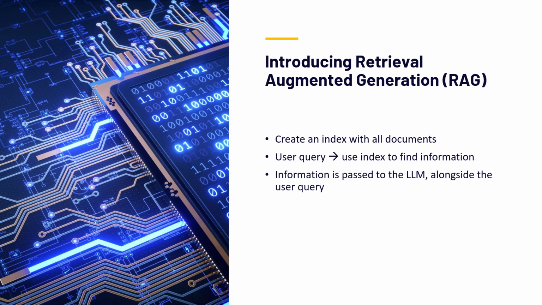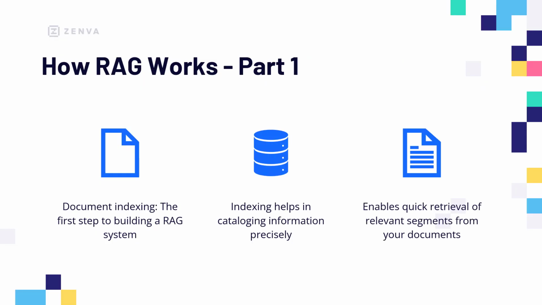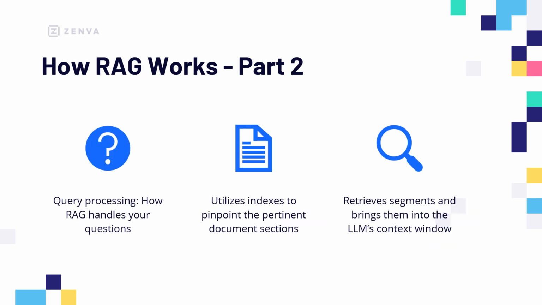It ends up working similar to what we showed previously, for example, "summarize the following text for me," things like that. But the text that is passed to it is determined by the retrieval system, which will use the index to find the elements that are relevant. So essentially, we have document indexing, which is the first step. That index can help us catalog the information, and it allows us to find which segments from the documents, because you could have documents that are huge and then they are split into smaller segments, are relevant to the query.